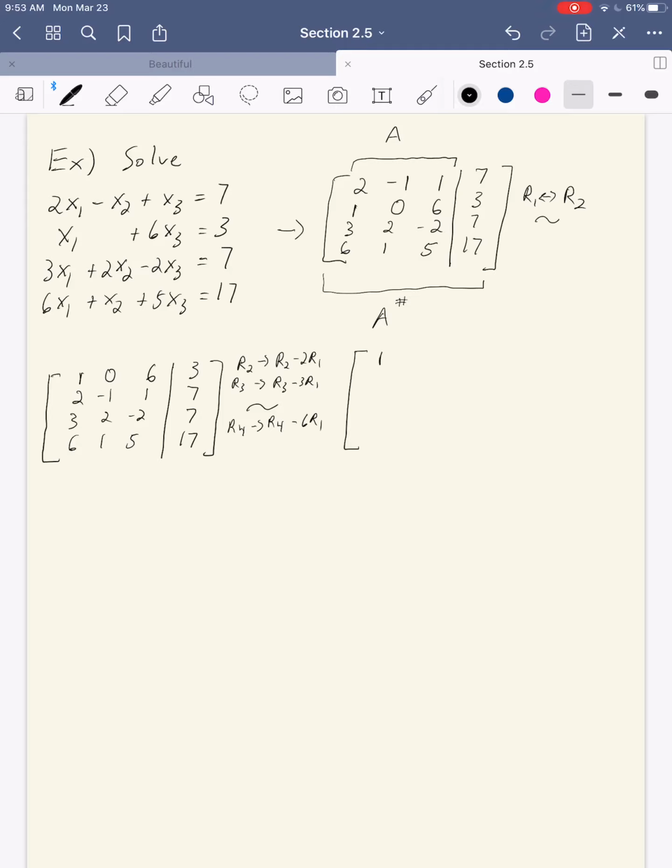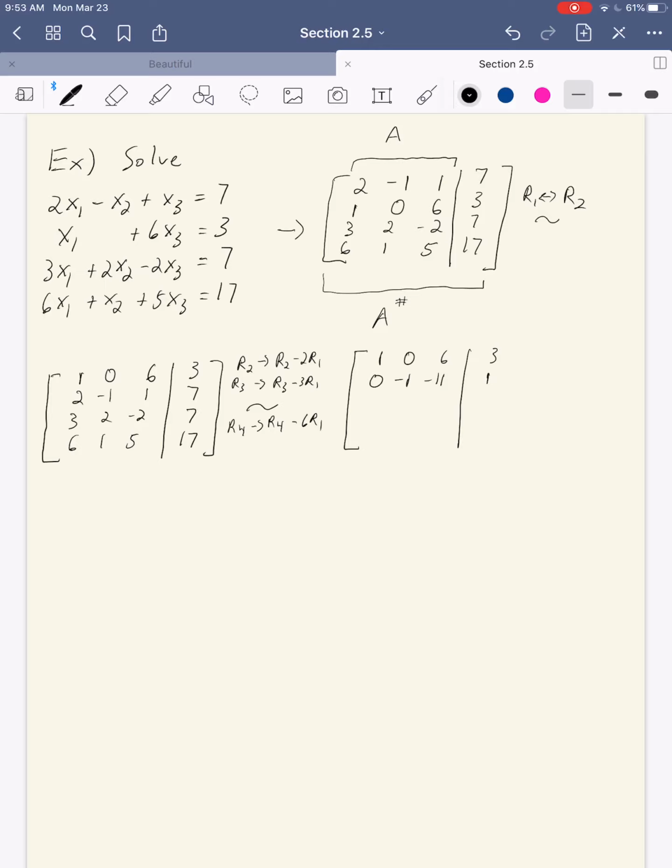None of these operations affect that first row, so we can just keep that the same, 1, 0, 6, 3. All right, now we're going to take row 2 minus 2 row 1. So that's going to zero out that first component. Then it's going to be minus 1, and then 1 minus 12, so it should be negative 11 there. And then 7 minus 6, so we'll get 1 there.